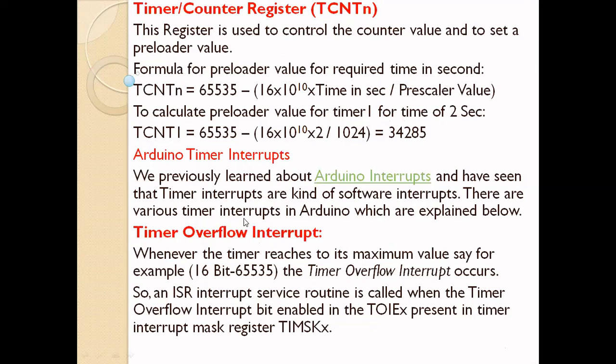Next, what is meant by overflow? Now this is the value I am storing in the timer. Every clock pulse, this value will get incremented. It will become 286, 287, like that it will keep increasing. When it reaches the maximum value, which is 65,535, a timer overflow interrupt occurs.